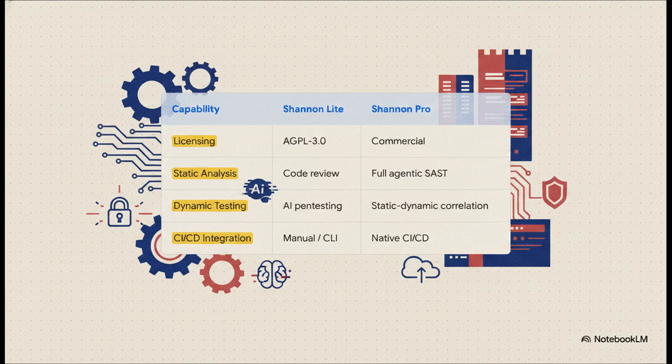Now, Shannon comes in two flavors. There's Shannon Pro, which is the big, commercial, all-in-one platform for enterprises. But for this explainer, we're going to focus on Shannon Lite. This is the open source heart of the project, the core engine you can find on GitHub, and it's where all the autonomous AI pen testing magic we're talking about lives.